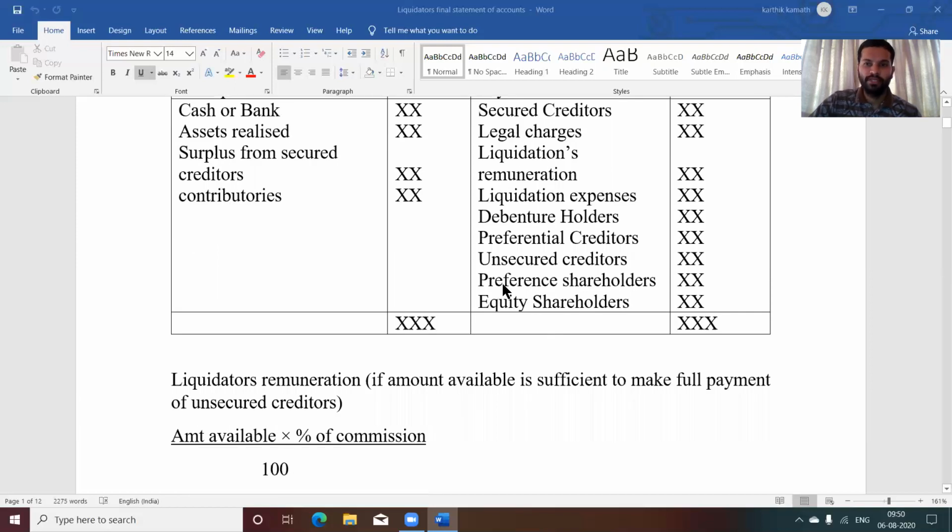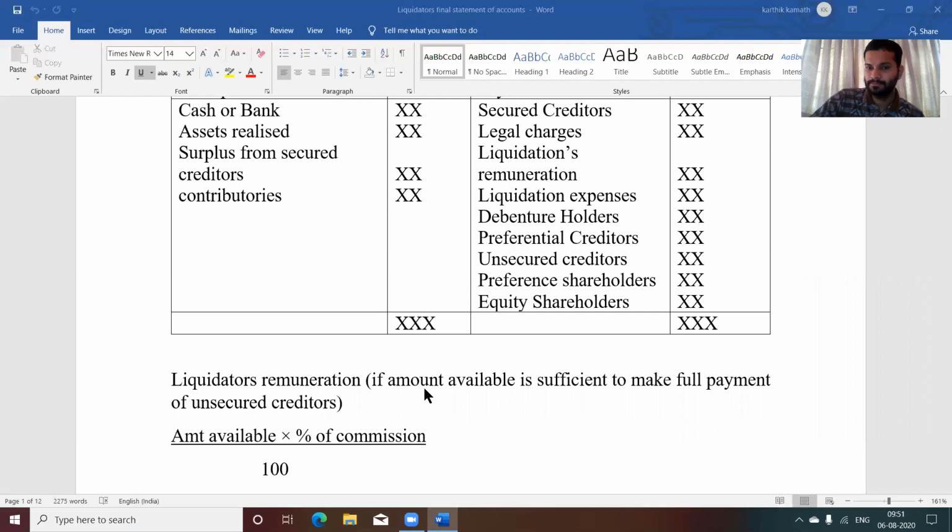Now the next thing we need to see is how to calculate the liquidator's remuneration. If the amount available is sufficient to make the full payment to the unsecured creditor, what does that mean? Whatever amount is given in the balance sheet, and whatever amount you have got while solving the sum, that is the balancing figure of unsecured creditor. That means the amount given in the balance sheet is 1 lakh, and the balancing figure you got is 1,25,000. That means that amount is more than the original amount, the old balance sheet amount.